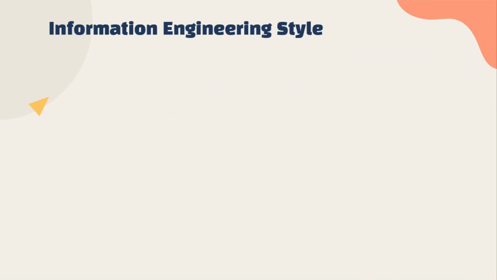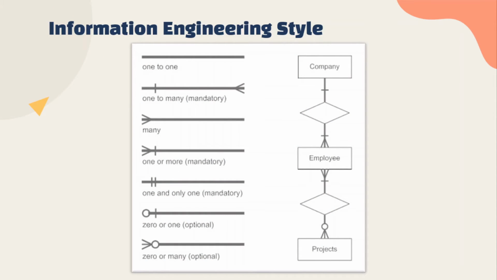The first is the information engineering style. The information engineering style can be seen in this picture. So you can see the relationship is described using symbols. For example, in this picture there is one-to-one, one-to-many, many, one or more, one and only one, zero or one, and zero or many. We can use these symbols depending on our case.